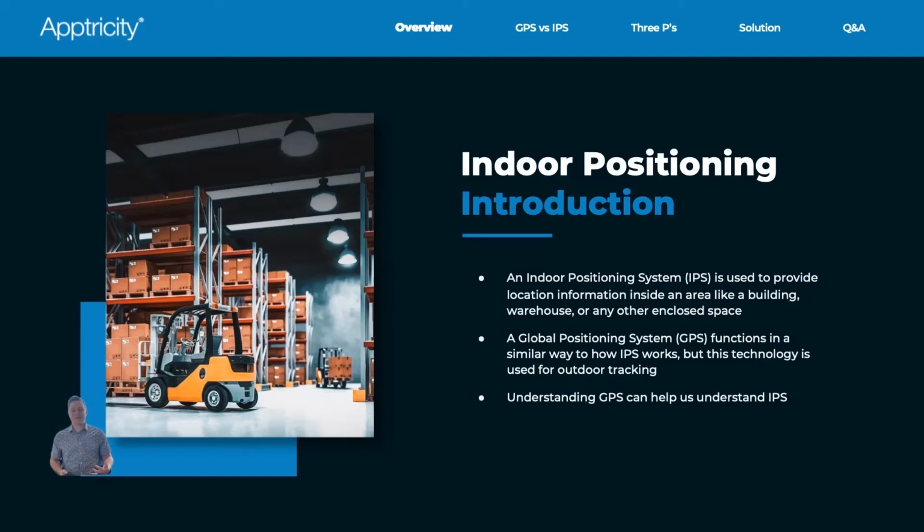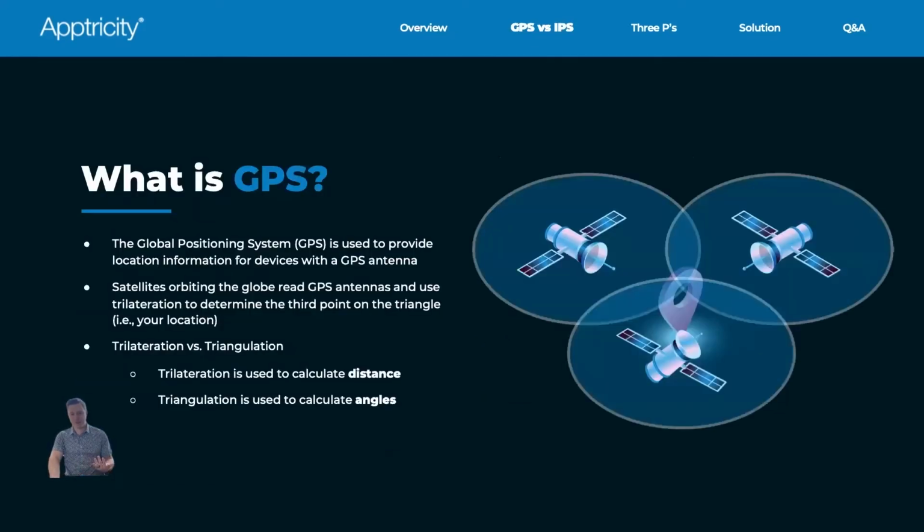So the best way that I think to understand IPS is to first understand GPS. I consider them to be brothers because they operate with a lot of the same concepts, right? So a GPS system, a global positioning system, functions in a very similar way. But this technology is obviously used for outdoor tracking. And I believe that understanding GPS really helps give us a solid foundation for understanding IPS. So that's where we're going to start today: what is GPS?